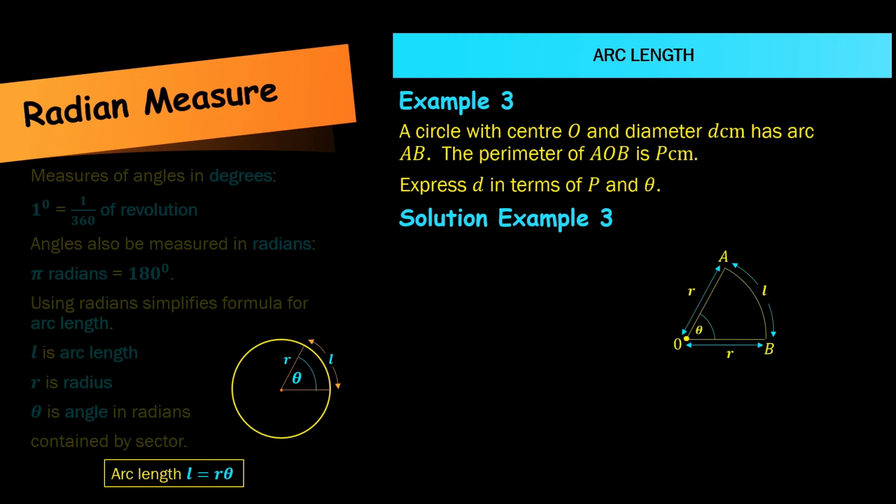So let's sketch this first. Here's our sector AOB. We have the radius shown on both sides because we're going to be discussing perimeter, and we have the arc length L and the angle theta of this sector. Now we know that the radius is half the diameter, and of course in this example, since the diameter is d centimeters, r is equal to d over 2 centimeters.